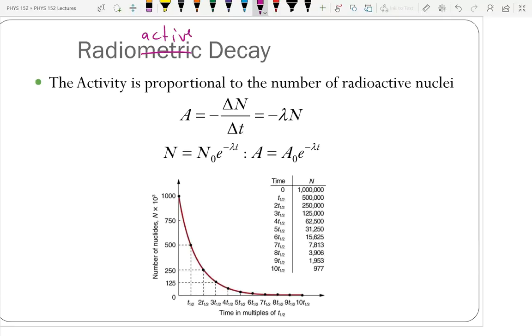So hence my first equation, A for activity. I think our lab uses R for the rate. A for activity is the same thing. The activity, the minus sign is there because the number of nuclei remaining is going to drop. Actually, there shouldn't be a minus sign here. There should be a minus sign there. Wait, did I have that right?